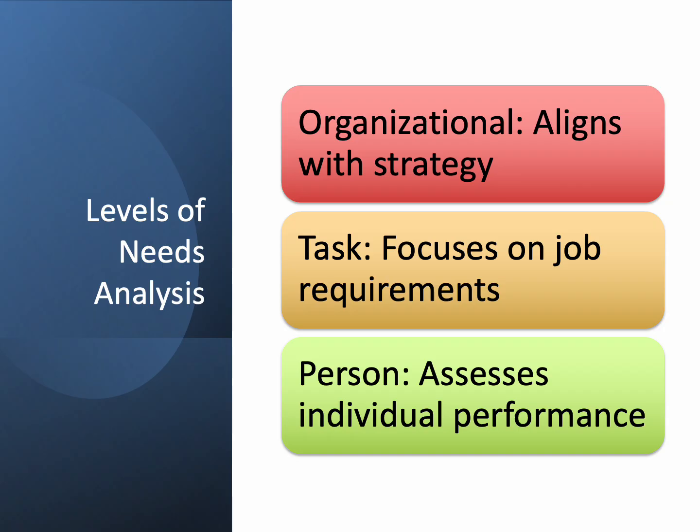Organizational analysis aligns training with strategic goals, assessing resources and culture. Task analysis identifies the knowledge, skills, and abilities, KSAs, required for specific jobs. Person analysis evaluates individual performance against standards. For example, a tech company might conduct an organizational analysis to align training with innovation goals, a task analysis to identify coding skills, and a person analysis to assess employee proficiency.